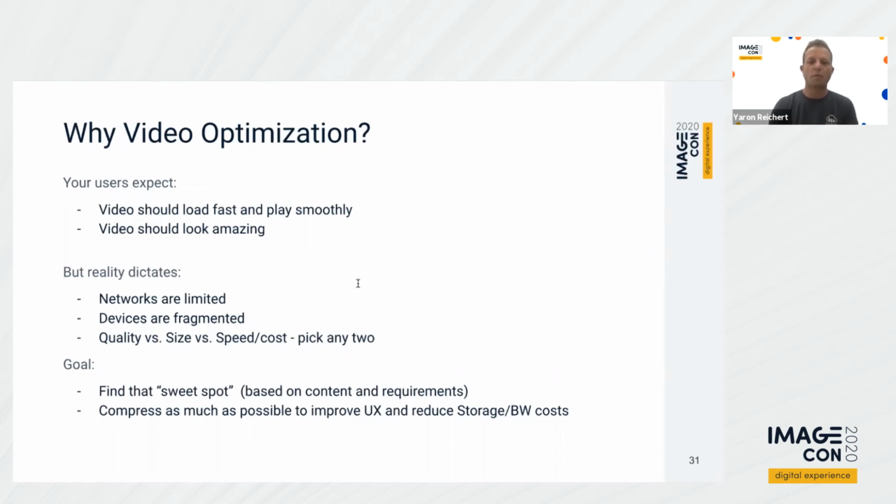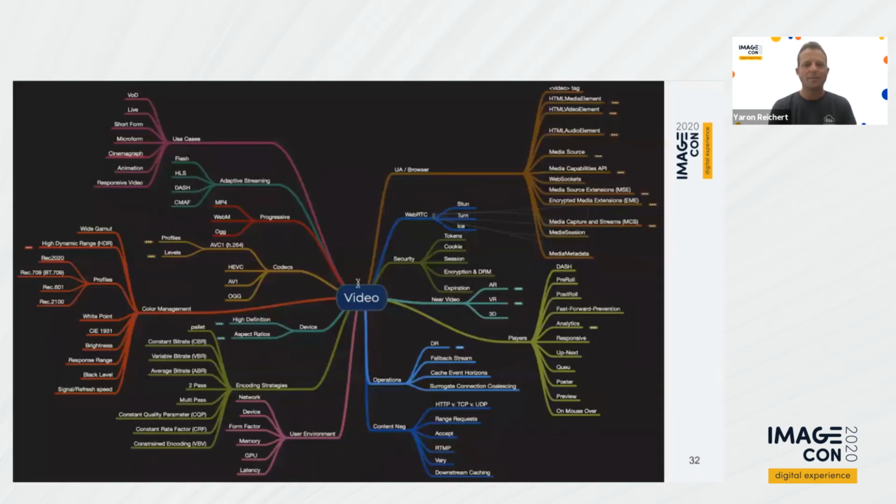But reality is much more complex. In many places, networks are still limited and become a bottleneck for delivering high-quality videos. There are so many devices out there, each with its own capabilities and limitations. So at the end of the day, we are facing a trade-off between quality, video size, speed, and cost of the actual video compression process. So let's take a step back and think about our goal. Our goal is to find that sweet spot, which delivers the desired video quality using the smallest possible size or bandwidth at the minimal cost. Simple, isn't it?